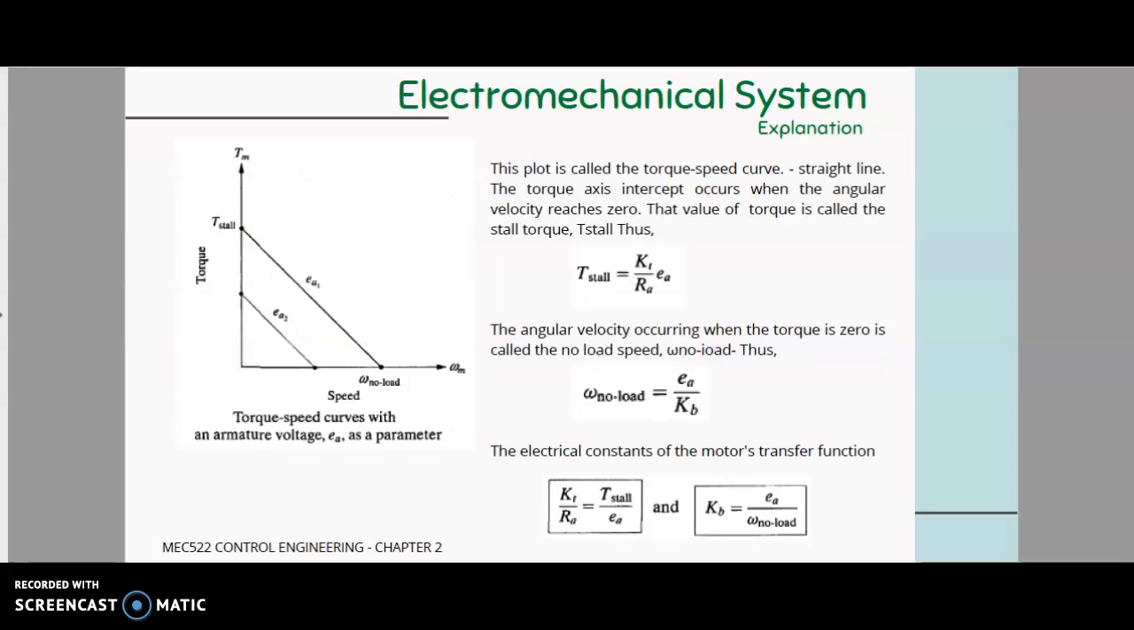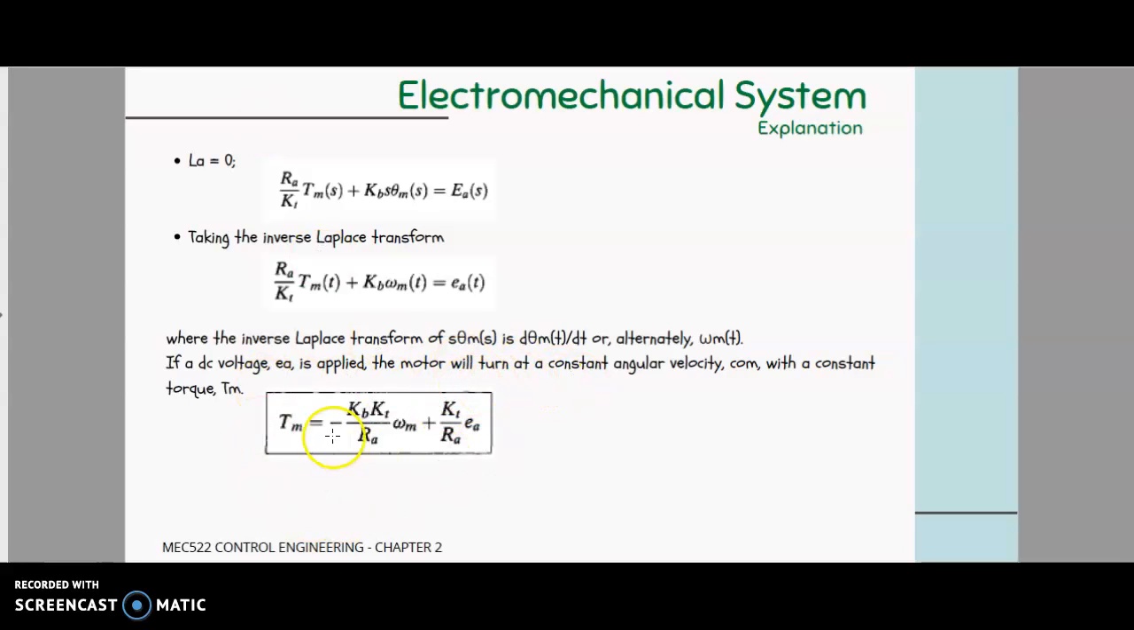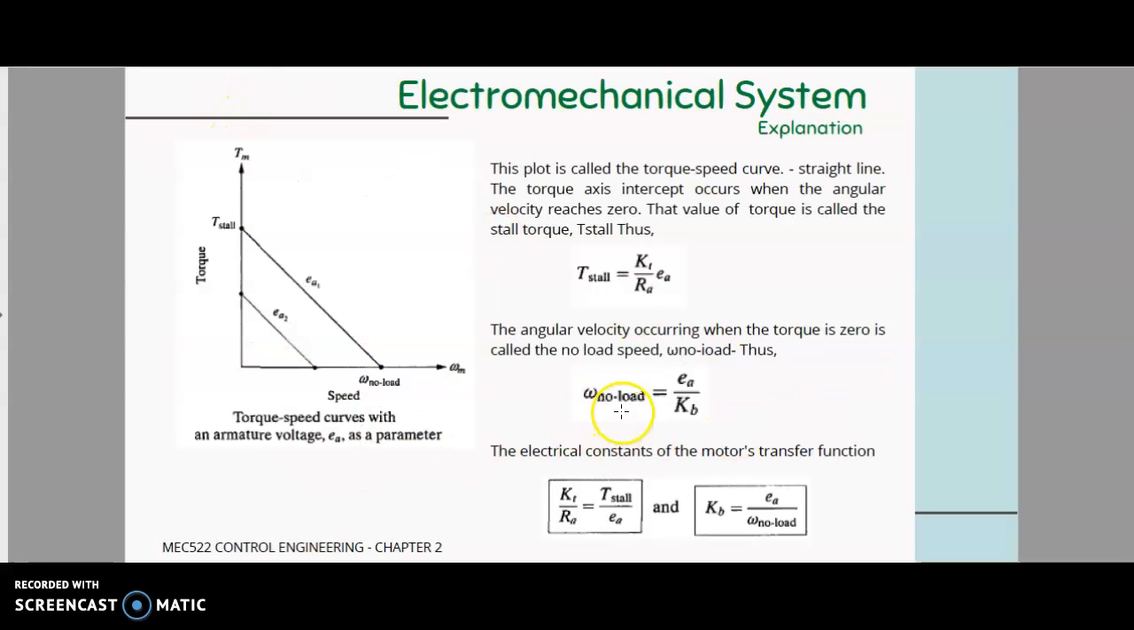Another term you need to know is omega no load, the no-load speed. This one happens when T equals 0. So in the previous equation, this one is 0. You want to find omega m, omega no load. So you take this one to this side, so they cancel each other, and then lastly you can get omega no load equal Ea over Kb.